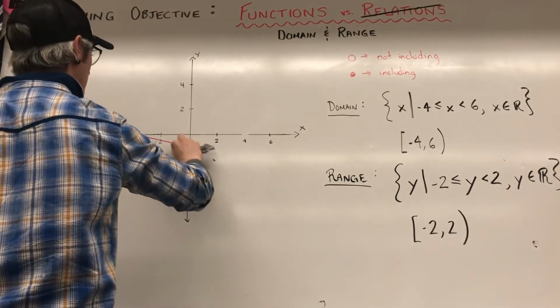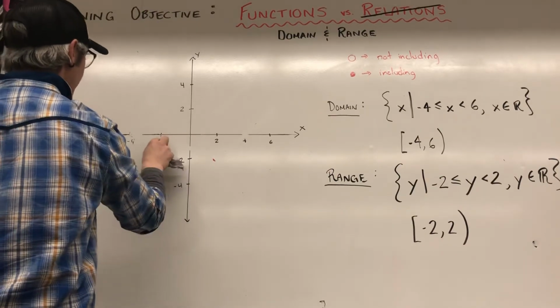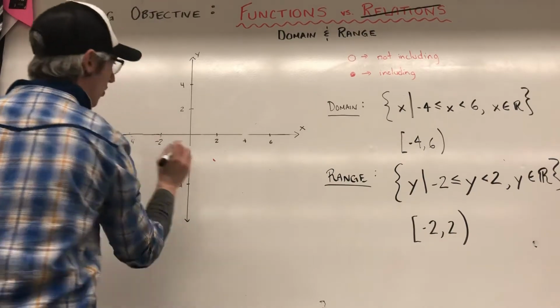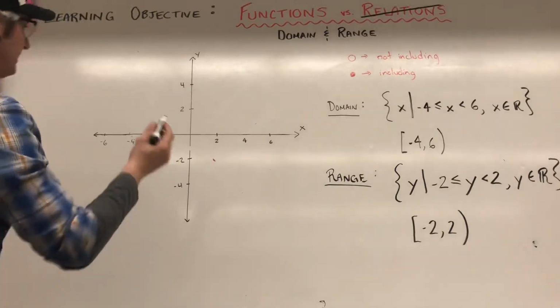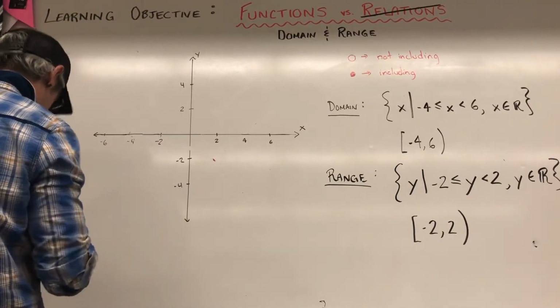Now let's do one that doesn't actually have any finite end. What do I mean by that? Well, it's going to go on forever in the x direction. So let's say it looks like this. Here's my graph. It's what we call a quadratic, okay?